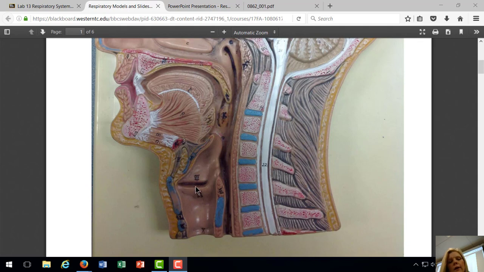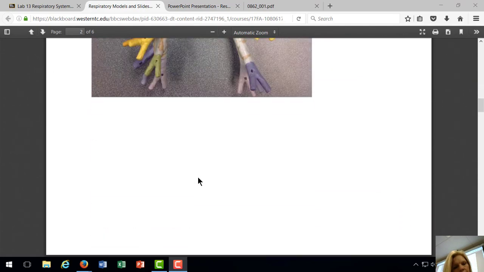And we have a better view of these in the next model I'm going to show, but I'm going to show them on this model first, and then we'll look at it in the other model. So this is the vocal cords, or vocal folds is another name for it. And the larynx, like I said, is just this whole space here.